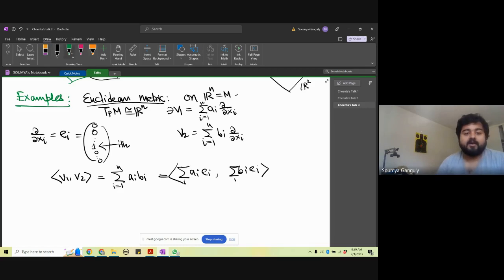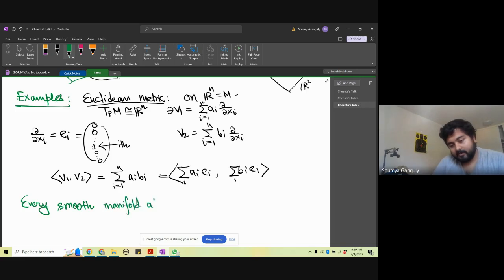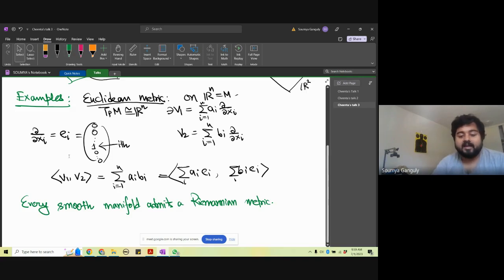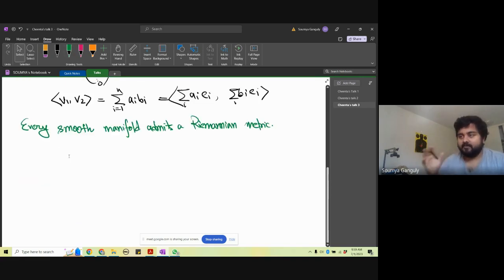Now, there is this big, very deep theorem, which I'm not going to prove. It's actually not that difficult, but every smooth manifold admits a Riemannian metric. So basically, any smooth manifold, which means any manifold where you have smooth coordinate charts, admits a Riemannian metric. Now we will come to the notion of length of curves on manifolds.